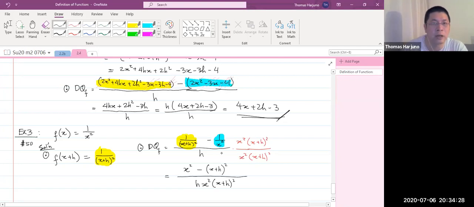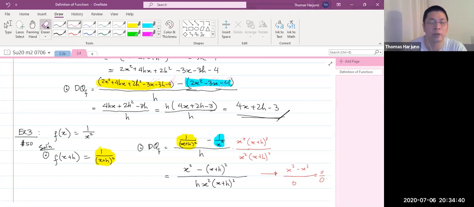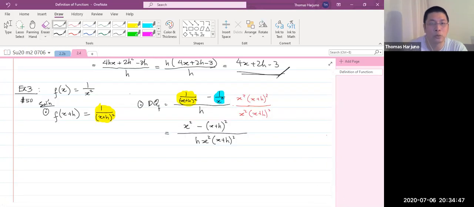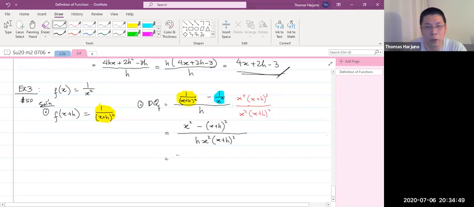Oh, Thomas, can I stop here? Let's see, if my h equals 0, I get x squared minus h squared over 0, right? That's 0 over 0. No. It means I cannot stop here. Boom. Erase. What I will do is I will FOIL the second term on the numerator.